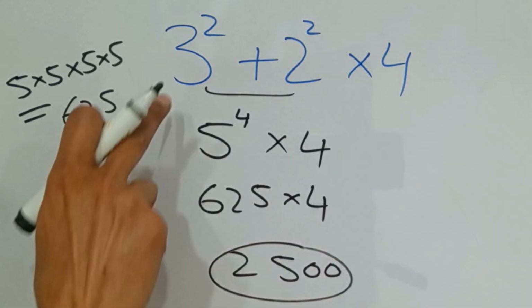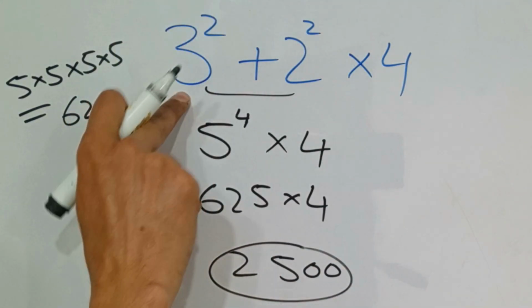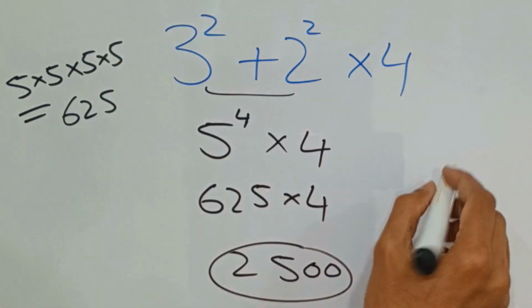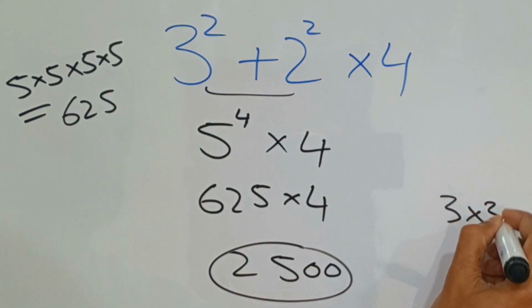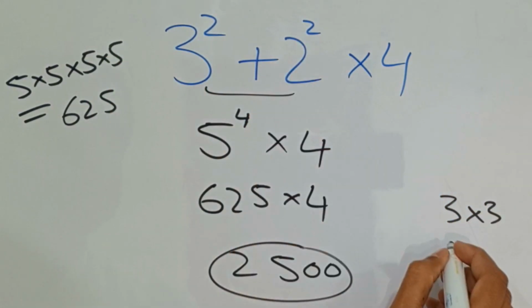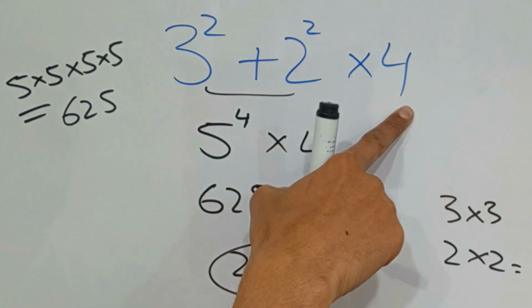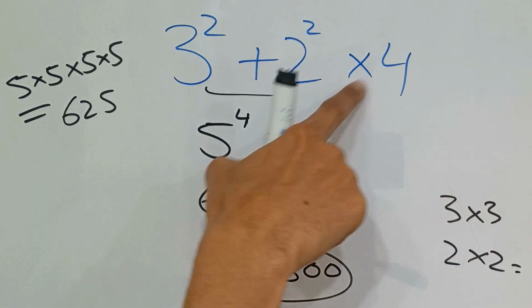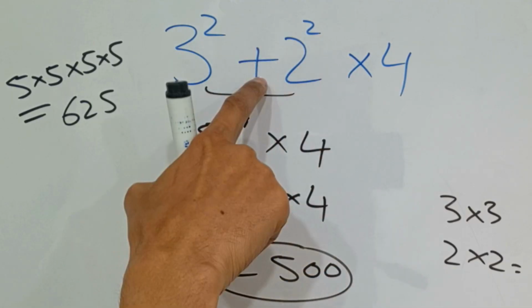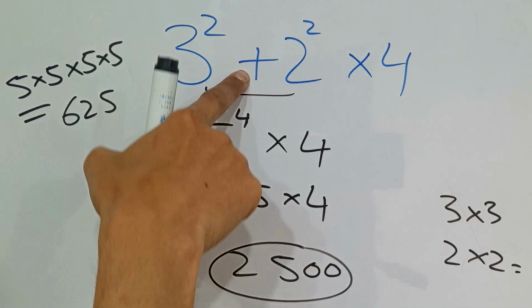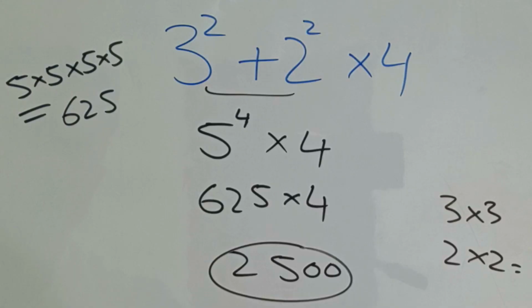Why? Because exponents first. 3 squared means 3 times 3, right? And 2 squared means 2 times 2. Then multiply, right? Multiplication and division before addition and subtraction, right? Now follow the order of operations. We use PEMDAS rule.